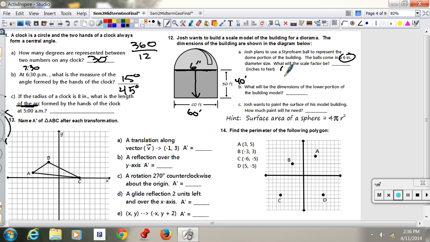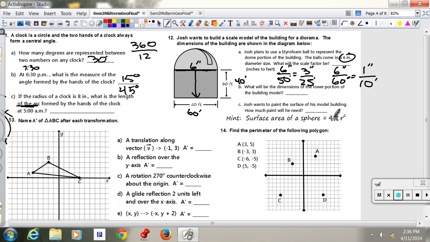So I would put 6 inches over 50 feet. Or I would have put 6 inches over 60 feet. And then I would have reduced it, because that's not a scale factor, it does not reduce. So the best scale factor would have been 3 inches to 25 feet for your A and your C version. Otherwise, your B and D version, it would have been 1 inch to 10 feet. It would have been your best scale factor.